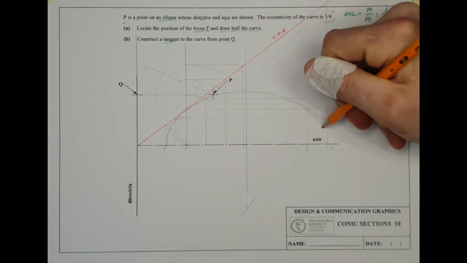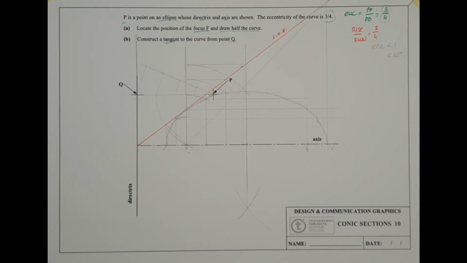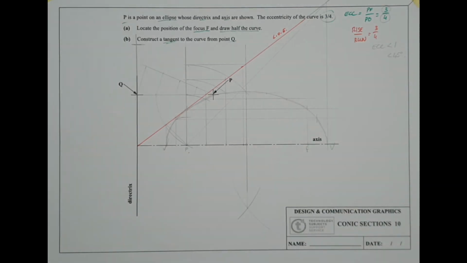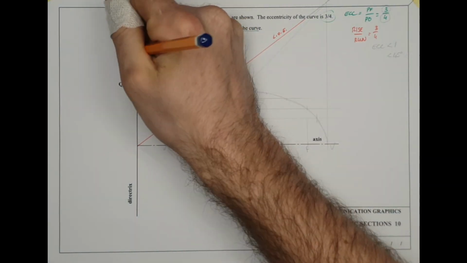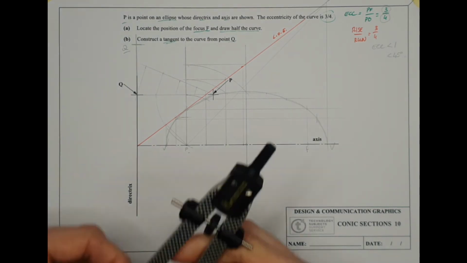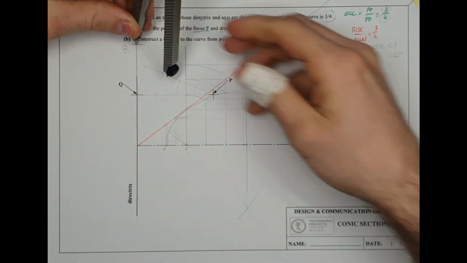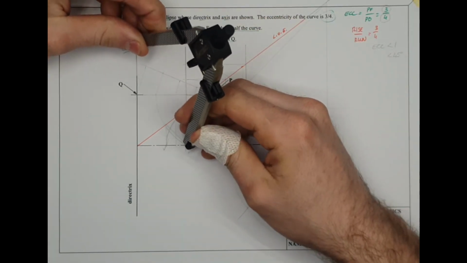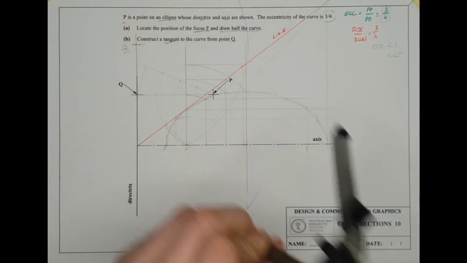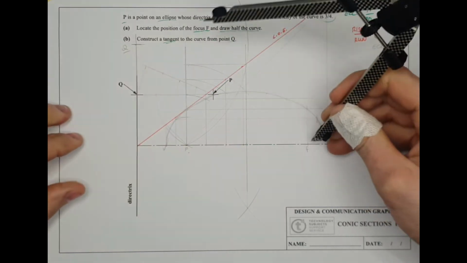Now, okay, the point Q, if I just move it up a little bit, I'm going to move it up to here. There's a few ways of finding this. The junior cert way, I think, is in this case one you might have learned at junior cert. A tangent from a point outside the curve. Open your compass to the near focal and swing. Open your compass to the major and swing from the focal.